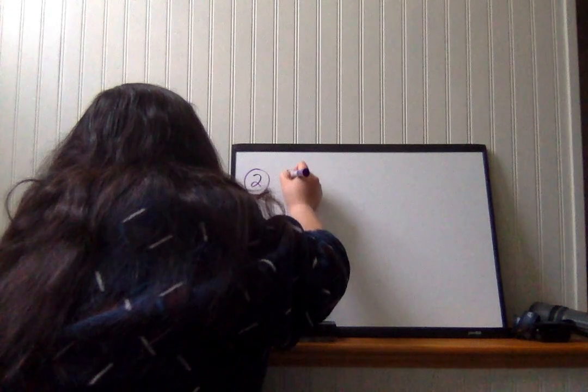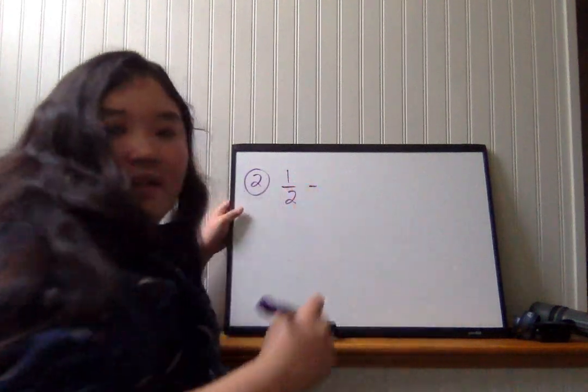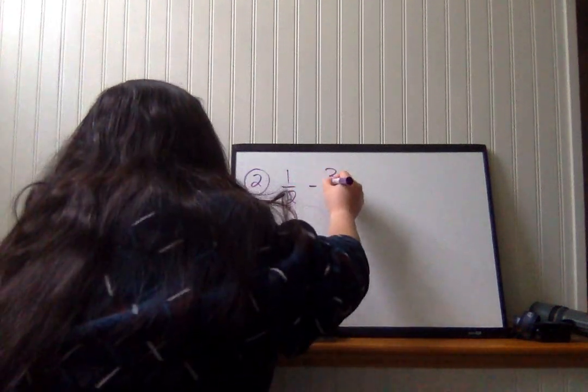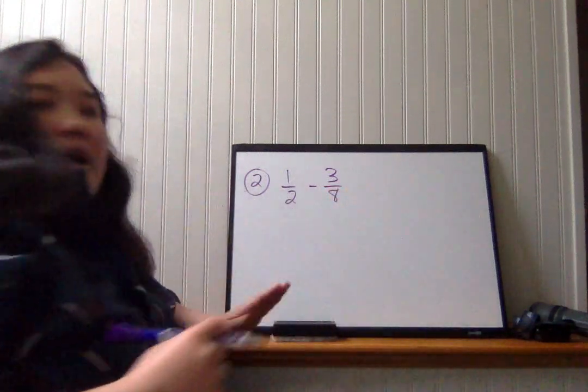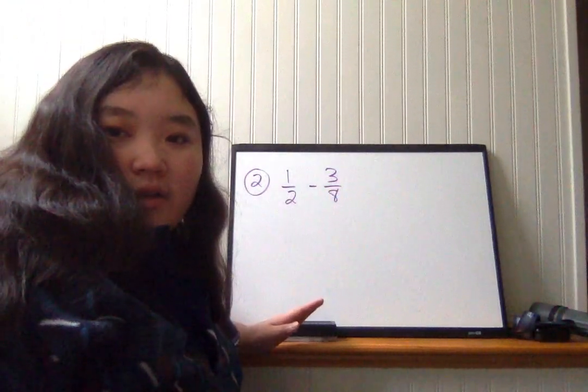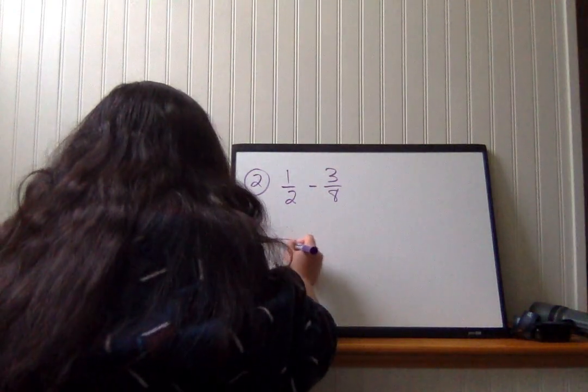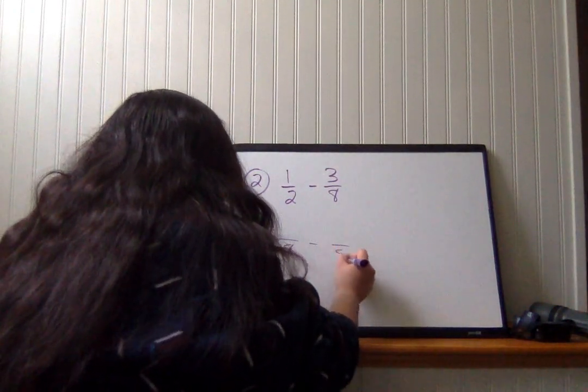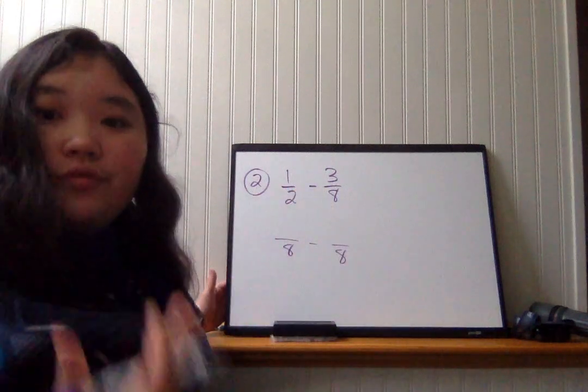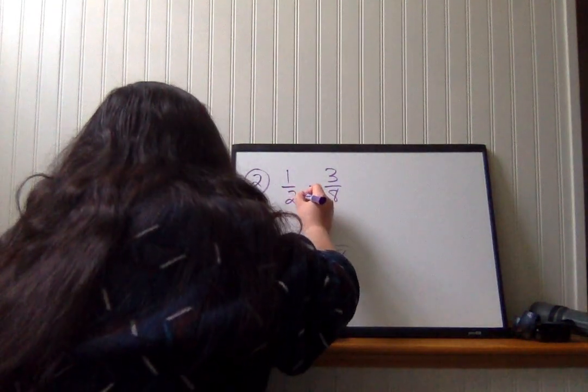Go to page 25. We'll do number 2 together on page 25. 1/2 minus 3/8. I know that my common denominator for 2 and 8 is going to be 8. 2 times 4 gives me that denominator of 8.